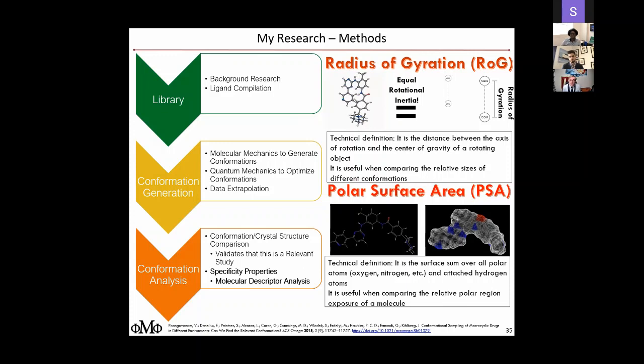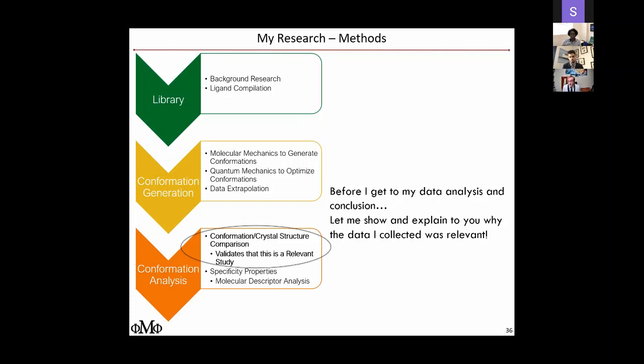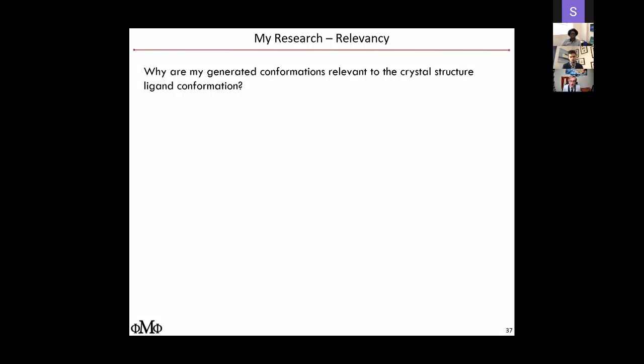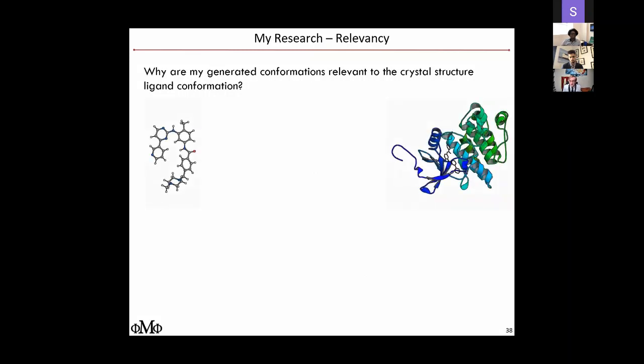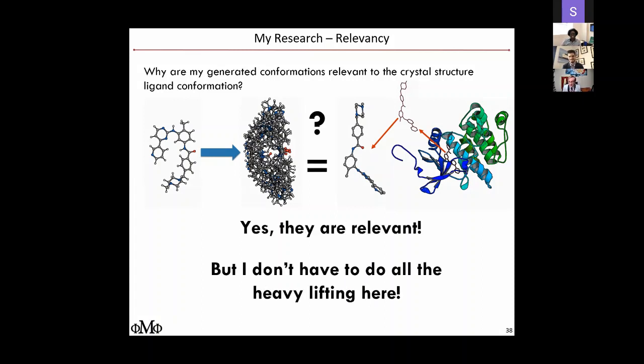And so before I even get to my results, let me explain to you why my data is relevant. Why should you care, and why is this applicable to a biological system? More specifically, why are my generated conformations relevant to the crystal structure ligand conformations we find in these ATP binding sites? Or visually, why is the molecule on the left, when I generate a bunch of conformations, even comparable to the conformation found within a tyrosine kinase crystal structure? Before I get too ahead of myself, let's spoil the whole thing. Yes, they are relevant, but I didn't have to do all the heavy lifting here.